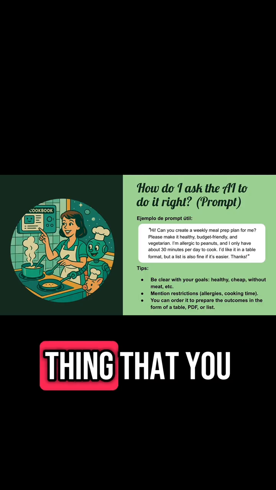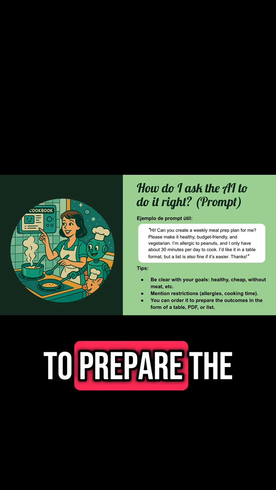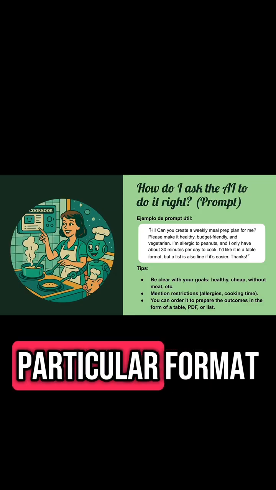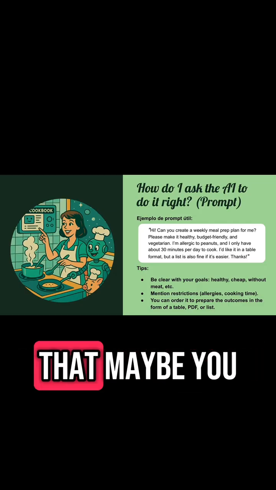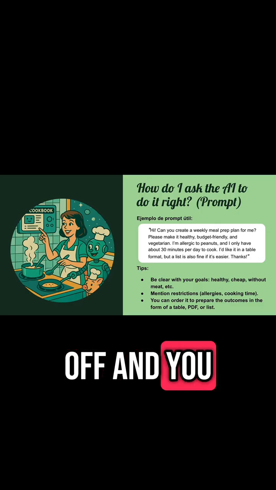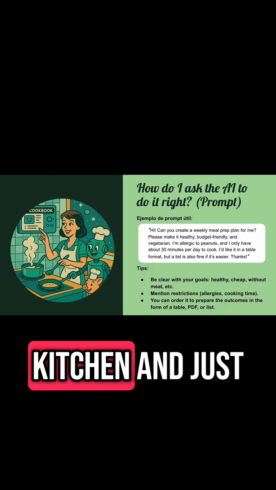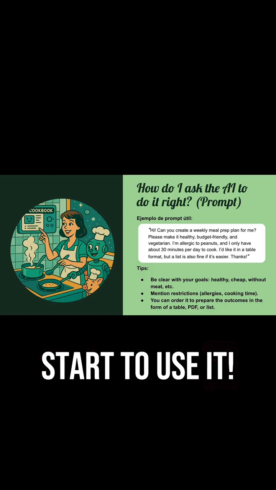And then another thing that you can do is that you can ask the AI to prepare the outcome in a particular format. So let's say that maybe you want it in a PDF so that you can print it off and you can take it to the supermarket with you, or you can take it with you in the kitchen and just start to use it.